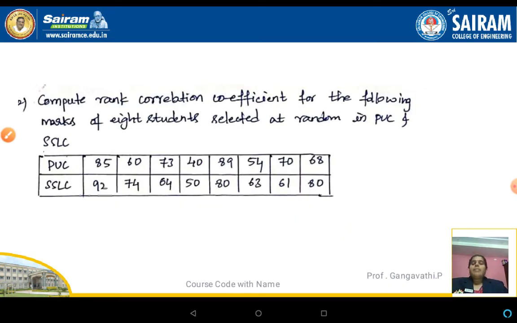Take another example. Compute the rank correlation coefficient for the following marks of 8 students selected at random in PUC and SSLC. So here again, 8 students' data has been given. Their marks in SSLC and PUC have been given, and it has asked us to find the coefficient of correlation.